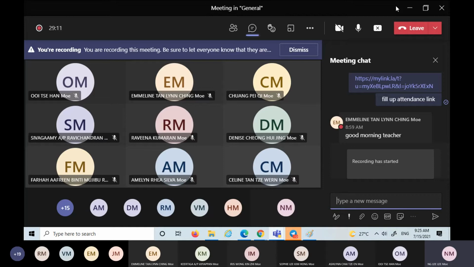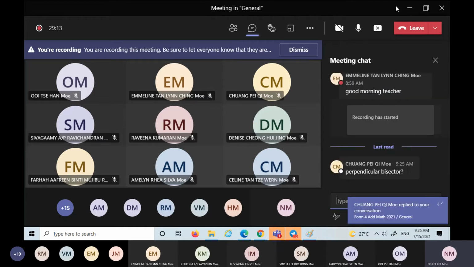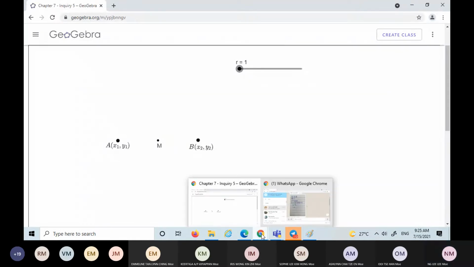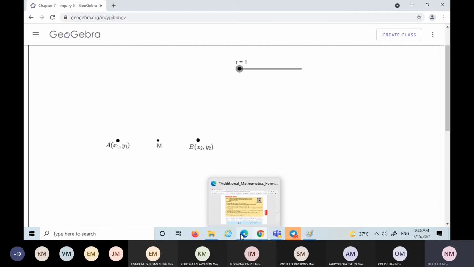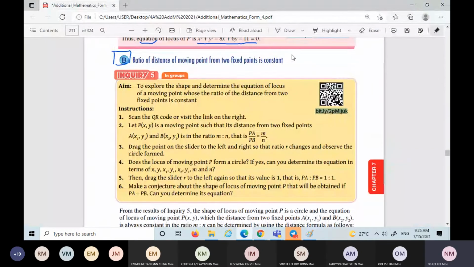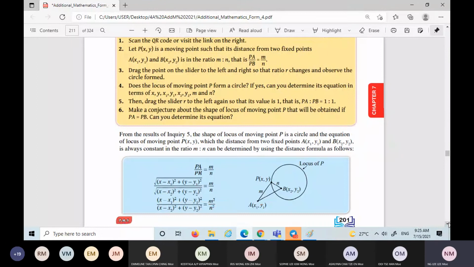Moving point, equal distance from 2 fixed points. Yeah, perpendicular bisector. Thank you very much. Okay, perpendicular bisector is the answer. So for this part B, if the ratio is not 1, then you are getting a circle. If the ratio is 1, then you are getting a perpendicular bisector.